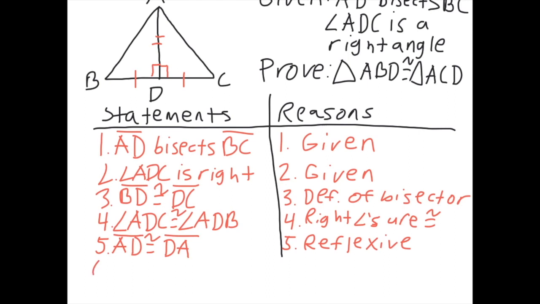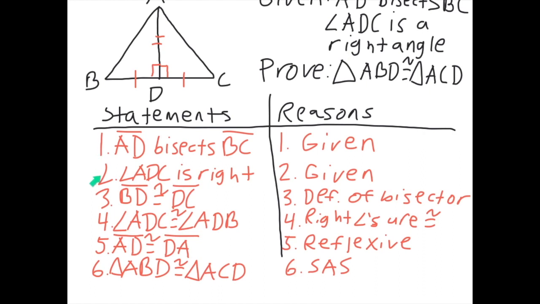So 6, triangle ABD is congruent to triangle ACD. And the reason? Side, angle, side. And that's how you do a proof.